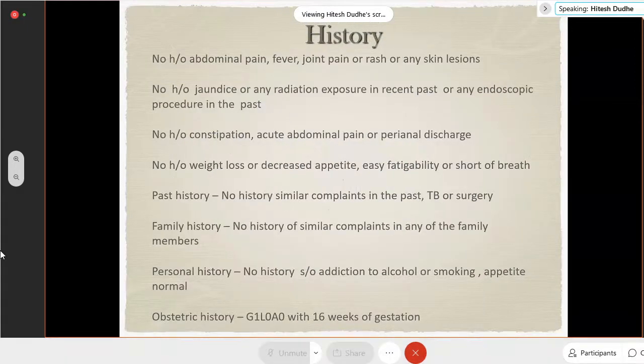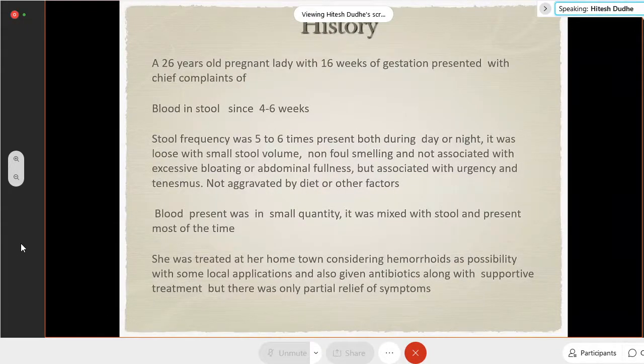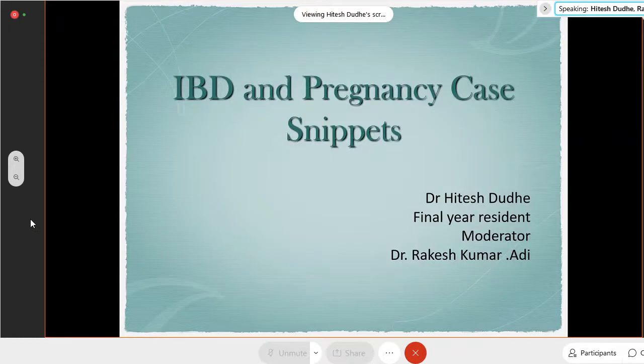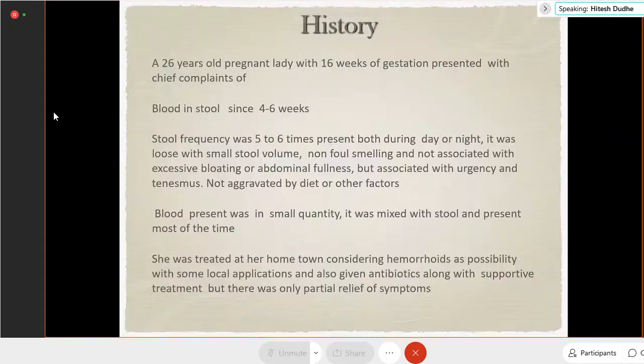I am very thankful to DNB and Mahesh Goenka, sir, for giving me this opportunity to present my topic for today's presentation, the case of IBD with pregnancy. It's a 26-year-old pregnant lady with 16 weeks of gestation, presented with chief complaints of bloody stool since the last 4 to 6 weeks. Her stool frequency was 5 to 6 times, present both during day and night. It was loose with small stool volume.